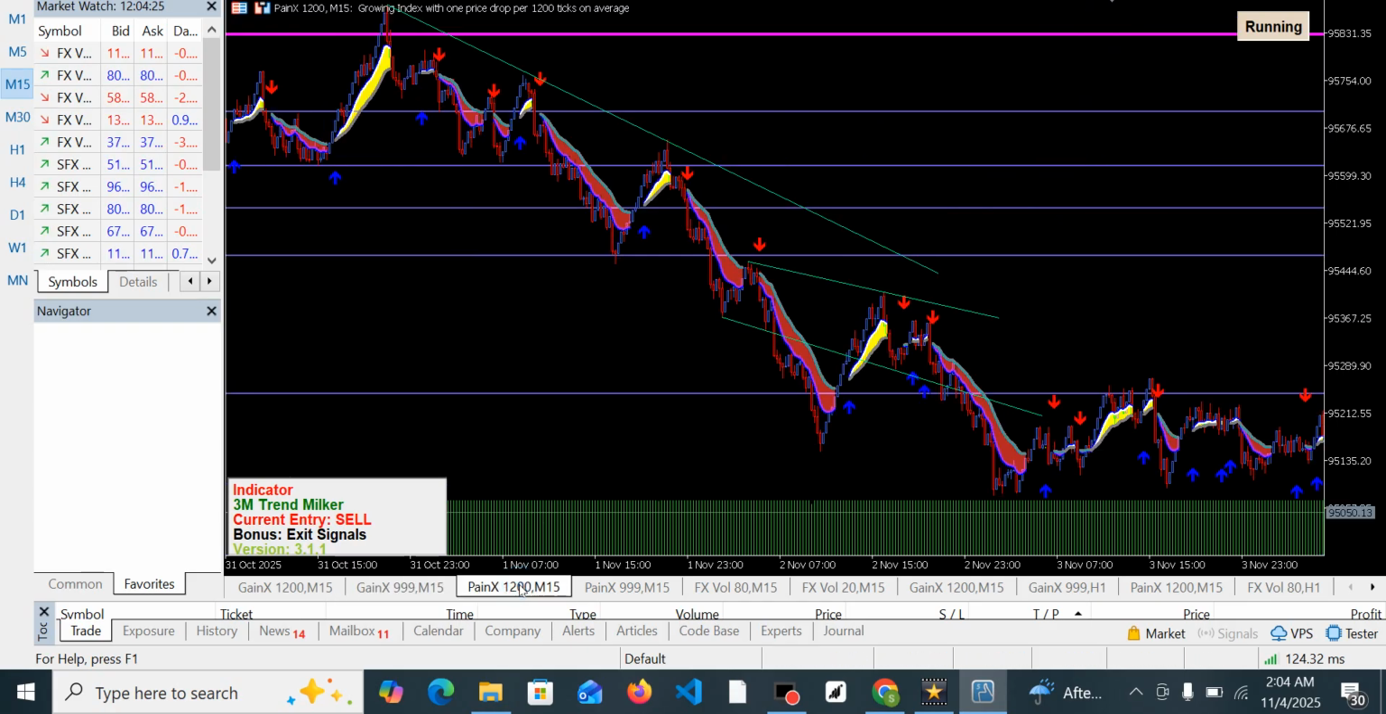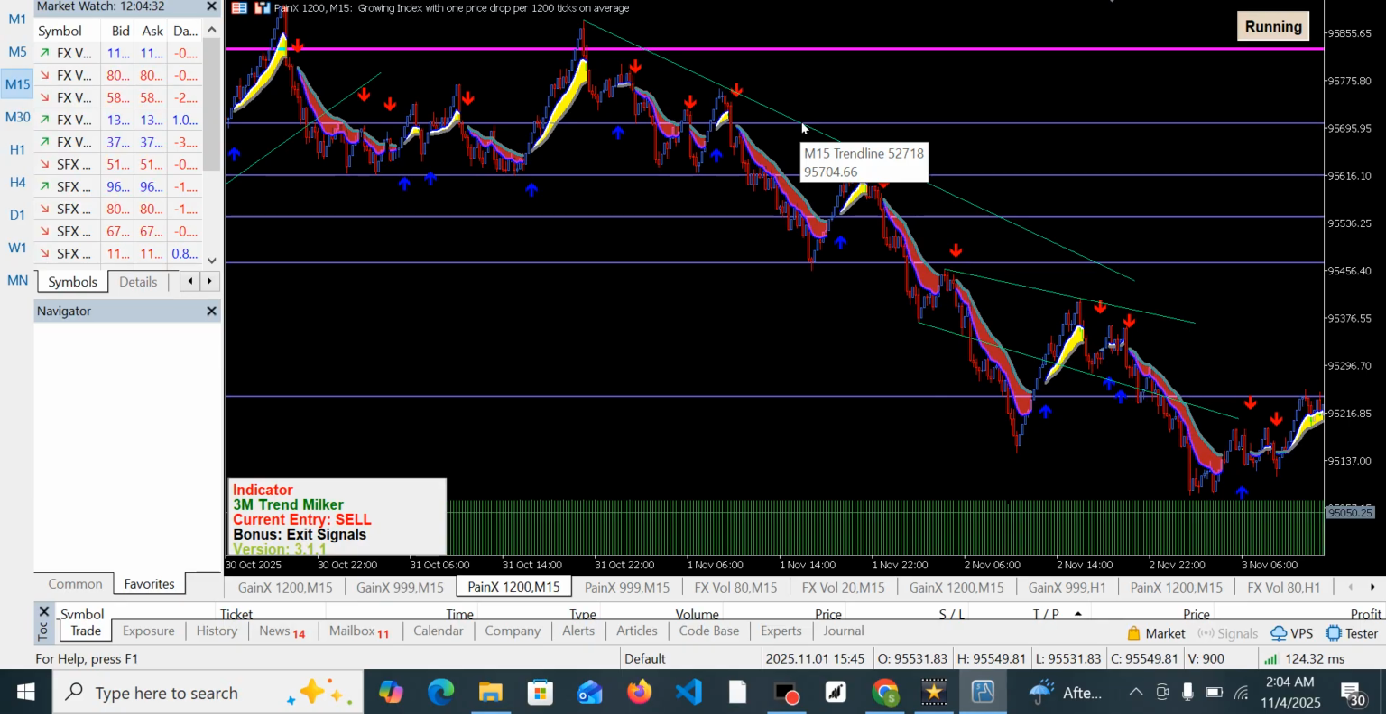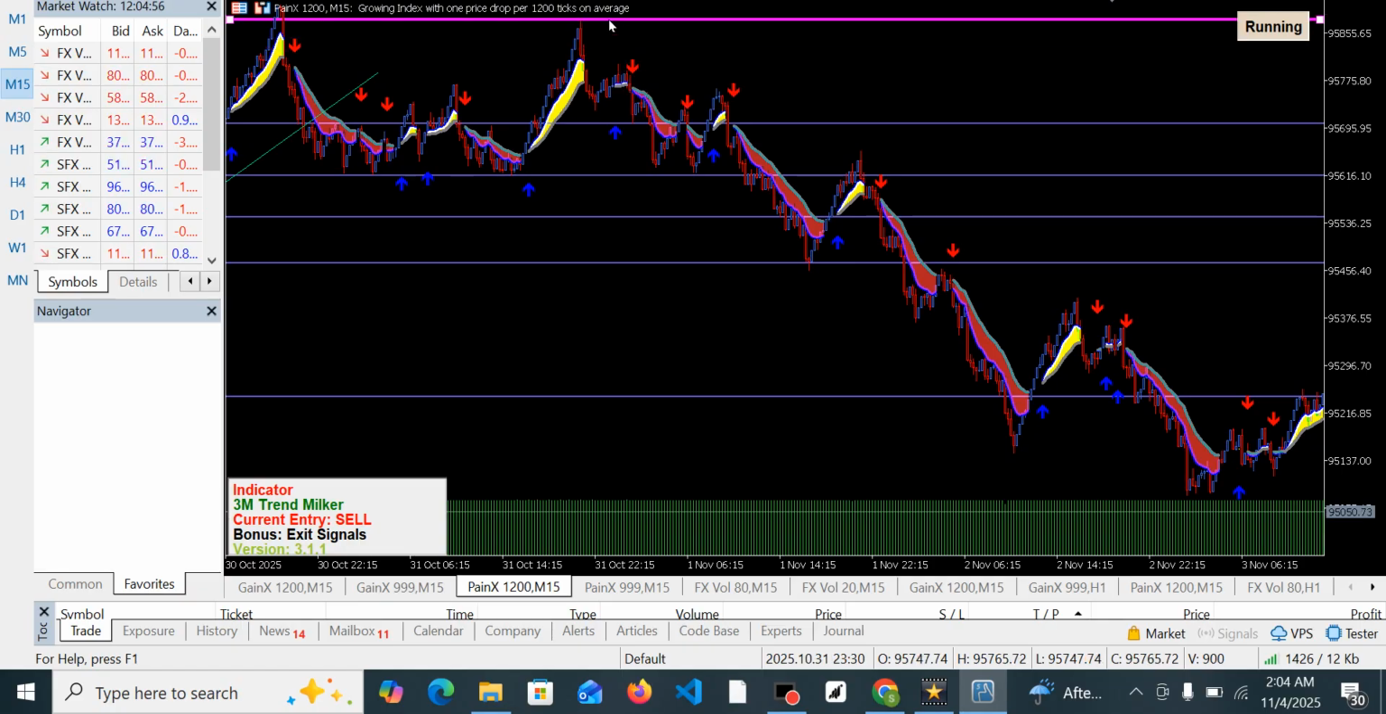Now let's consider PainX. How do we enjoy spikes whenever we are trading PainX? Like the information given earlier, I said if you want to trade spikes on PainX, it must come from the resistance zone and the market must be on a downtrend. So at this point it got to the resistance zone. It got to the resistance zone at this point.